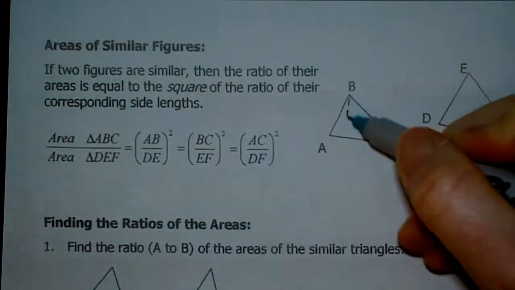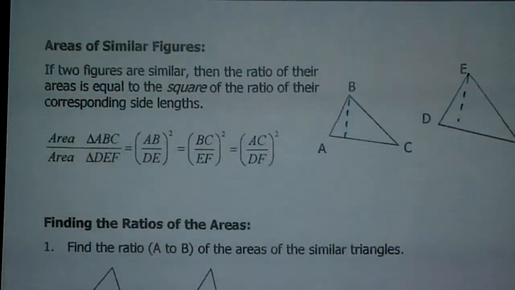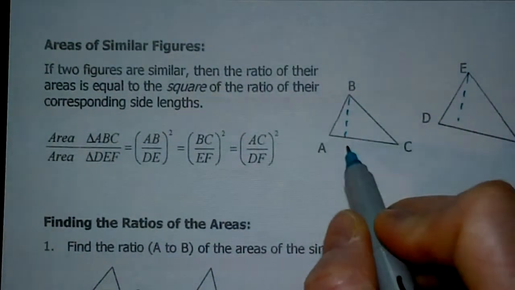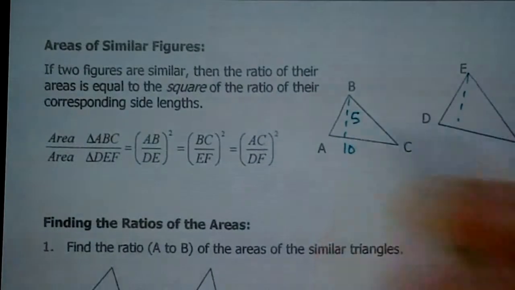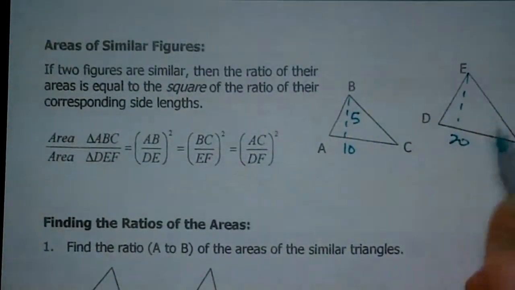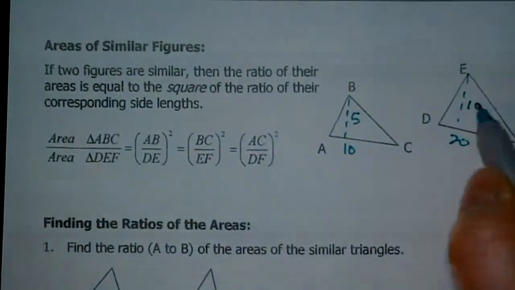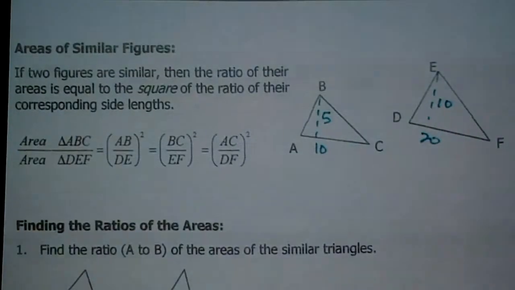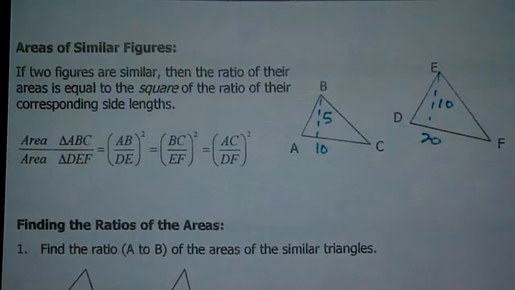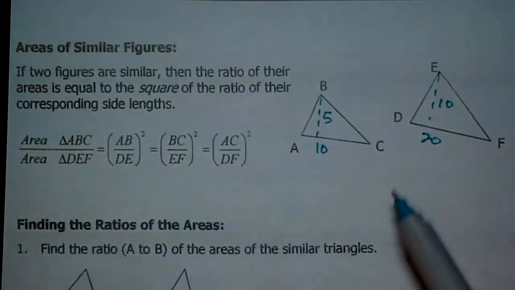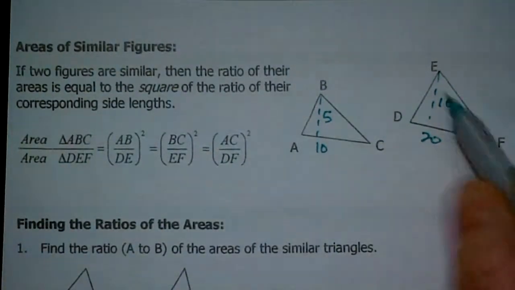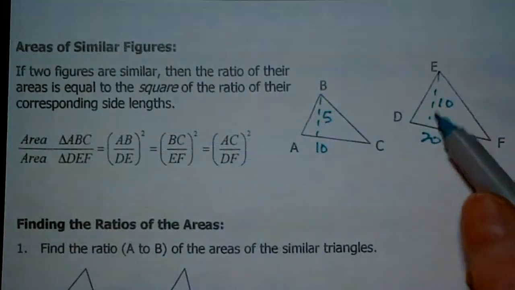So just so you can kind of get an idea of what this means here, I'll just throw in some fake measurements, and you can too. If these triangles are similar, let's say that this base is 10 and this is 5, and this base is 20 and this is 10. So those would be similar. Alright, so what this is saying is that the ratio of their corresponding sides squared is the ratio of their areas.